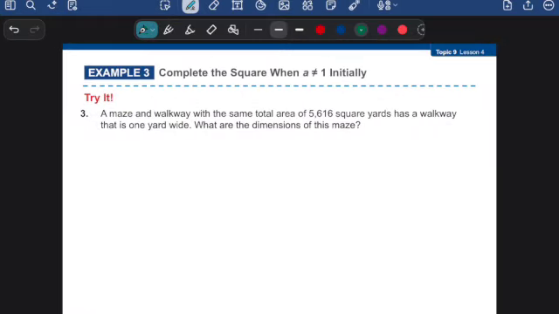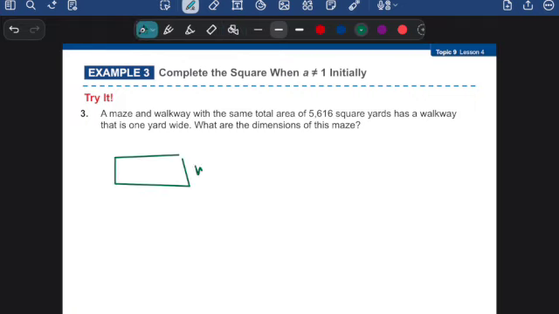A maze and walkway with the same total area, 5,616, has a walkway that is 1 yard wide. So now instead of being 2 yards wide, we are 1 yard wide. What are the dimensions of this maze? So again, I'll draw the picture really quick, the diagram.